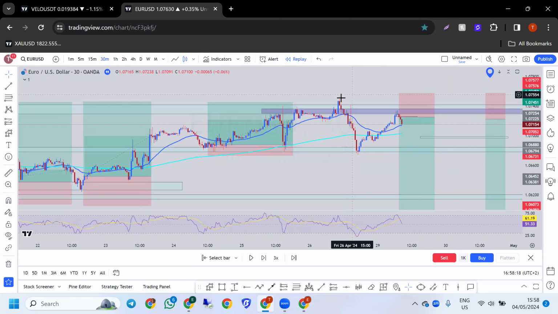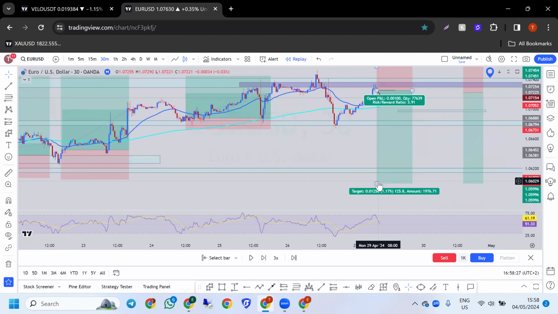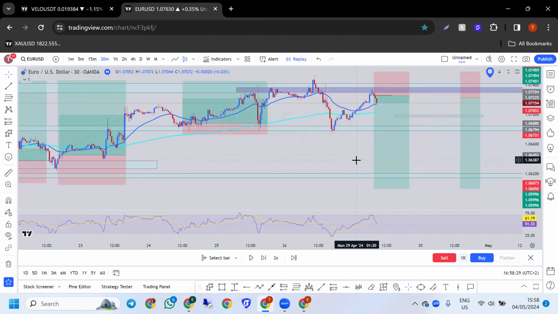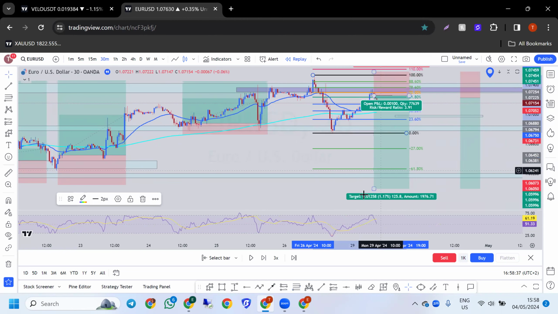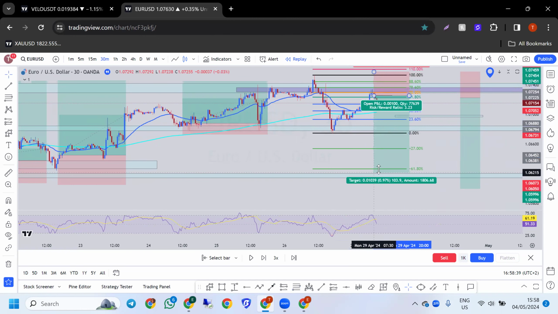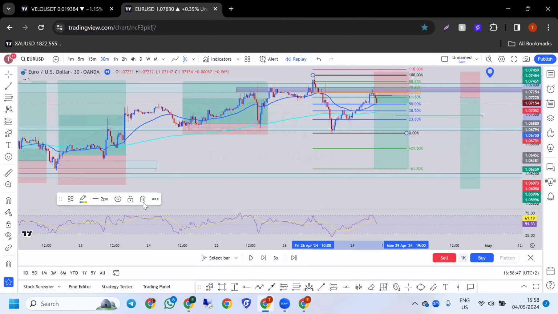Then my stop loss should be above this structural level. So you can see my stop loss is 32 pips. Now where I put my take profit, since the market came up to more than negative 61.8, my take profit should be at negative 61 right here, which is 1:3, a very fantastic trade, and I took it confidently.